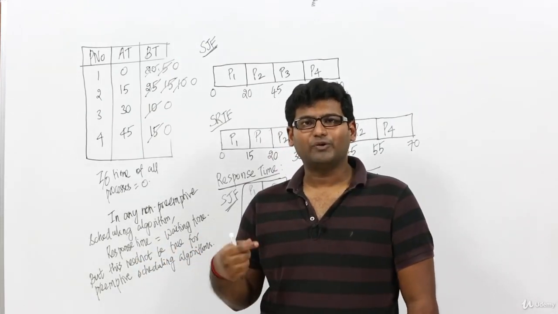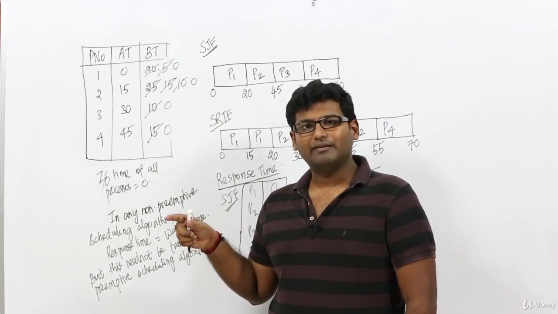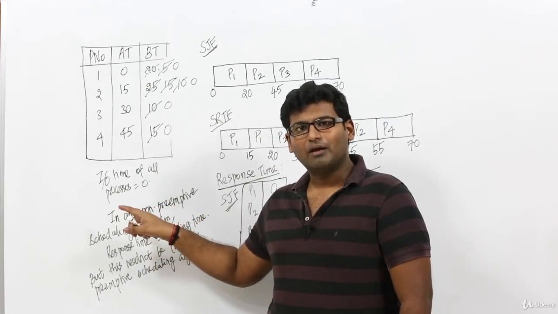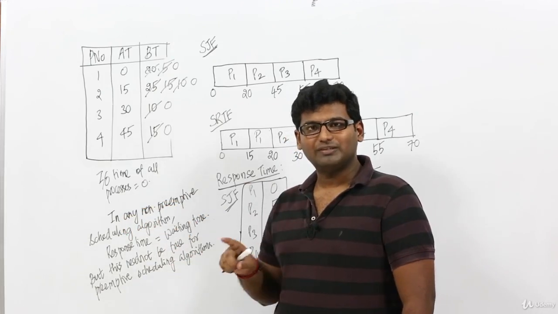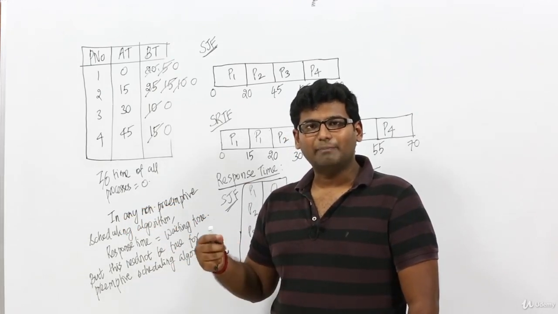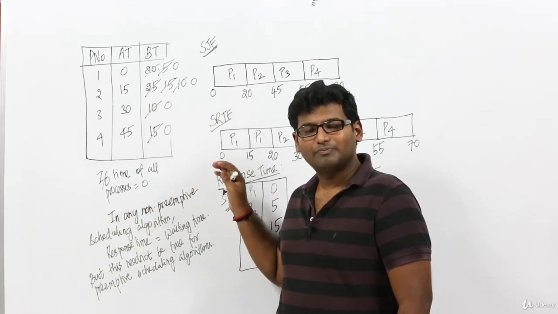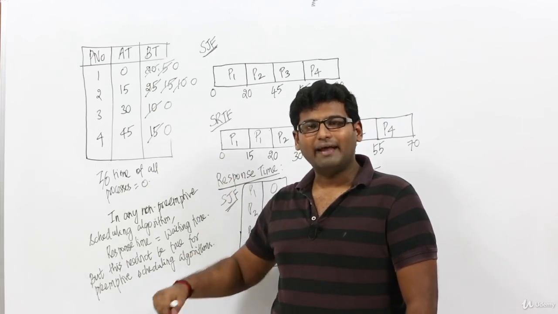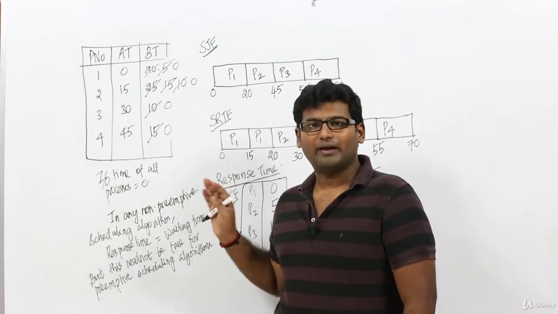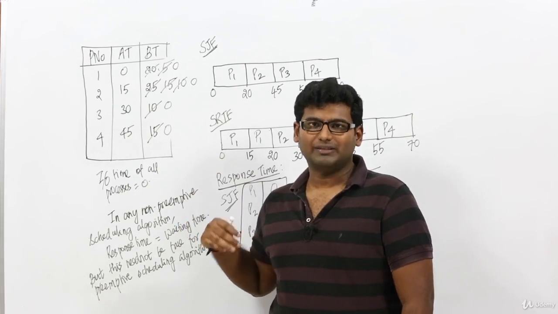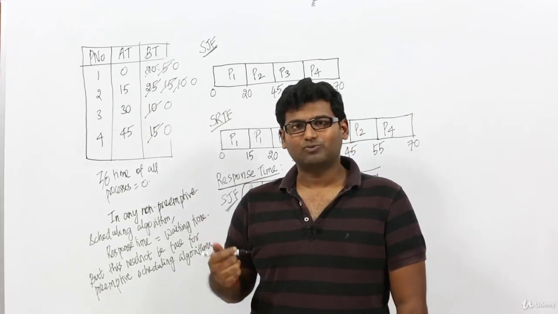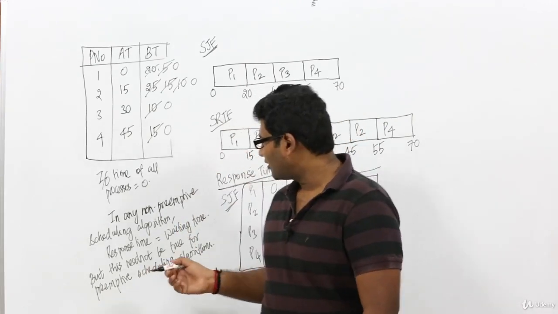In case of preemptive scheduling, a process might wait for some time before getting the CPU for the first time, and it might also get preempted and then have to wait for some more time before getting the CPU for the second time. That is one of the possibilities. So that's what I mean by this.